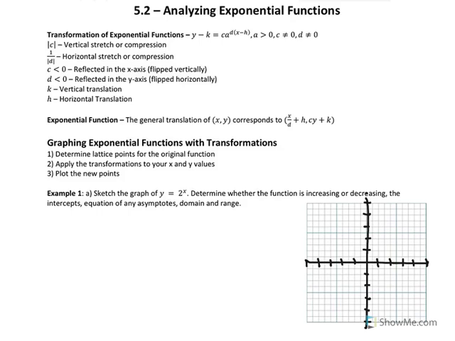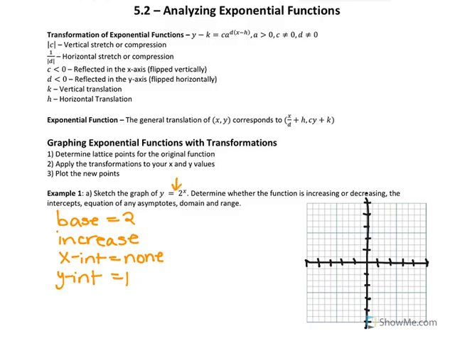5.2, analyzing exponential functions. So let's look at this graph. We have y equals 2 to the power of x. So my base is 2, which means I have an increasing function. I have no x-intercepts because there are none. And I have a y-intercept of 1 because the value in front of my equation is nothing.